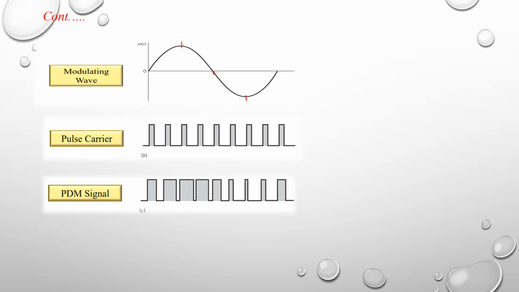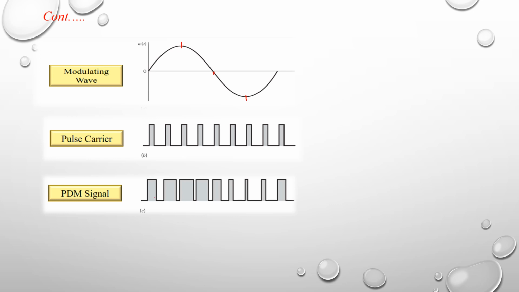So in the pulse width modulation technique, the width of the pulse carrier is varying according to the modulating signal. At the positive peak of the modulating signal, we receive the maximum width signal, and at the negative peak we receive the minimum width signal. So this is the pulse width modulated signal.